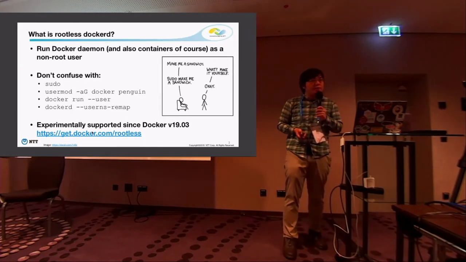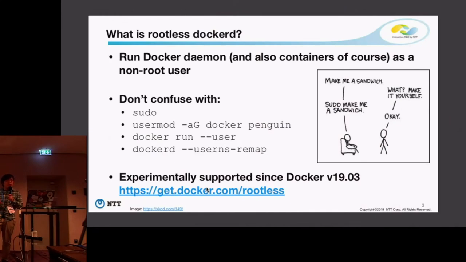Rootless dockerd means running the Docker daemon and, of course, containers as a non-root user on the host. Of course, this is not about using sudo, and it's also different from adding a Linux user to a user group named docker, because this is equivalent to giving full privilege to the user via /var/run/docker.sock, which is an API socket for connecting to the privileged Docker daemon. It's also different from docker run --user and dockerd --userns-remap, which still leave the daemon running as root on the host.